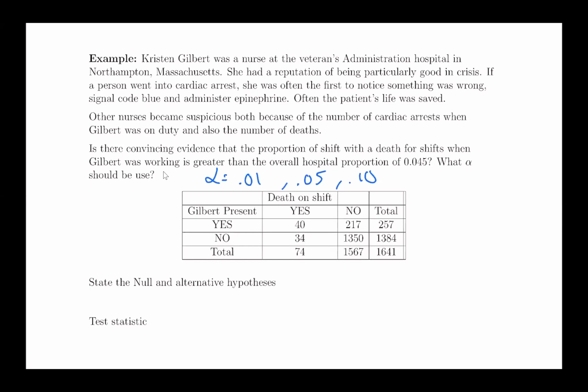So for this one, we're talking about a problem where they suspect this person of killing these patients. Since we're trying to figure out if this person is killing people or not, do you want a lot of evidence or little evidence? A lot. All right, cool. So if I want a lot of evidence, which alpha should I use?